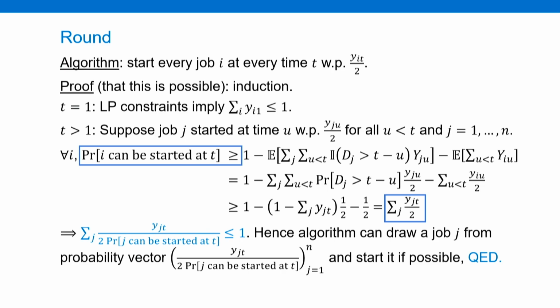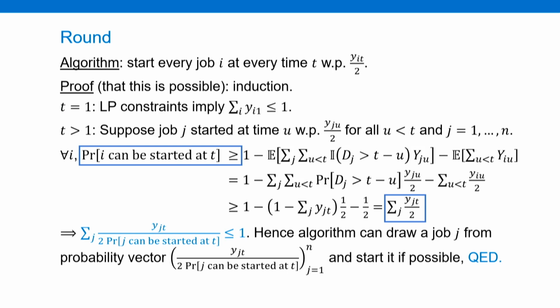And the argument goes as follows. Basically, this says that the minimum over i of this is at least this. So therefore, I can divide through and argue that the sum of these terms is at most 1. And why is this important?